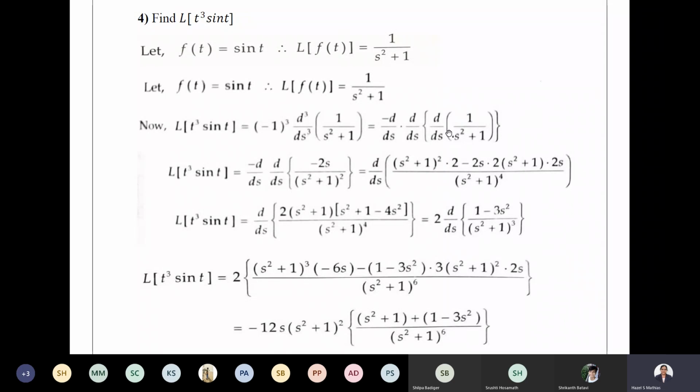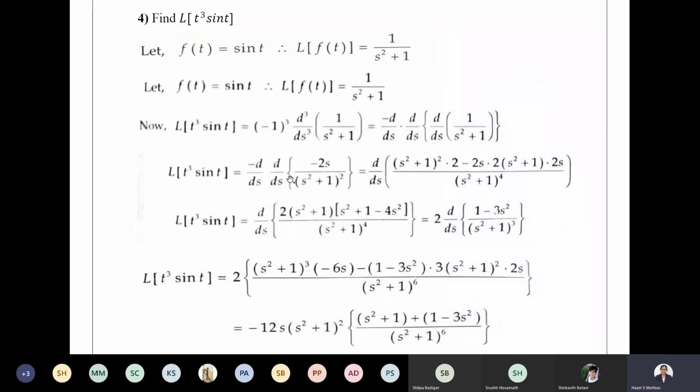So first time when we differentiated, what do we get? You have used the u by v rule. So we get denominator square, denominator into differentiation of numerator will be 0, minus numerator into differentiation of s square plus 1, so it will become minus 2s. This one we get after differentiating once.